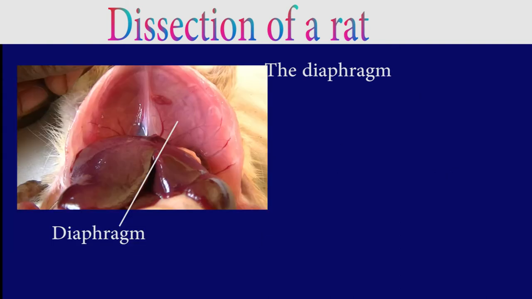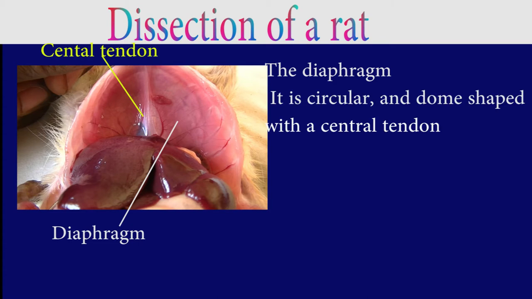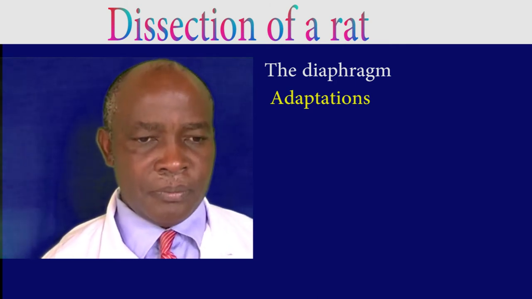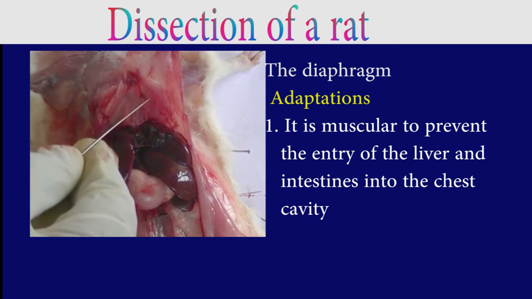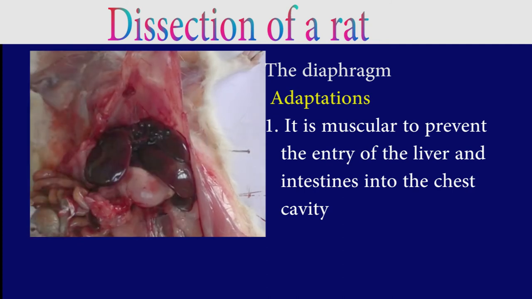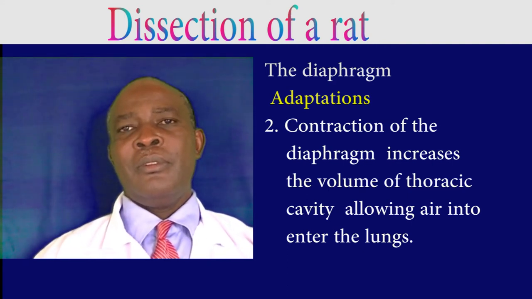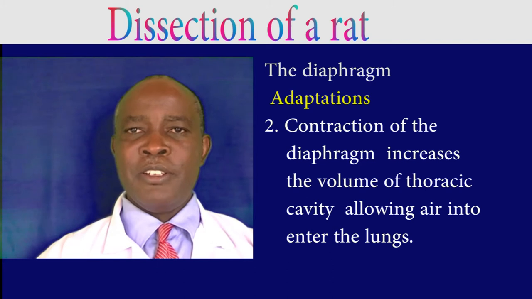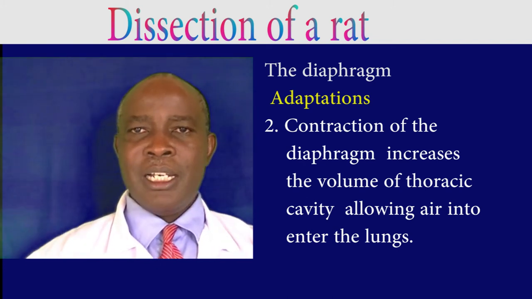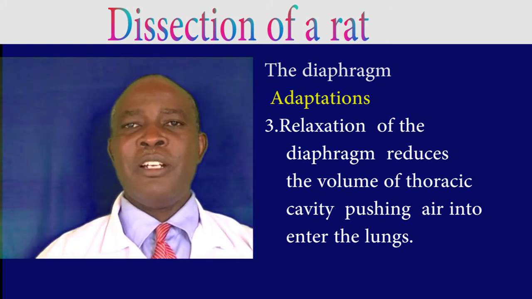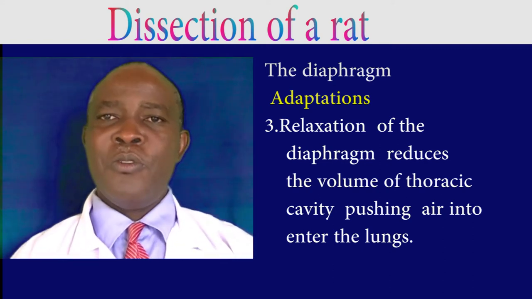The diaphragm. The diaphragm is circular and dome-shaped with a central tendon and peripheral muscular portion. Adaptation of the diaphragm to its function. It is muscular to prevent the entry of the liver and intestine into the thoracic cavity. Contraction of the diaphragm increases the volume of the thoracic cavity, allowing air to enter. Relaxation of the diaphragm reduces the volume in the thoracic cavity, pushing air out of the lungs.